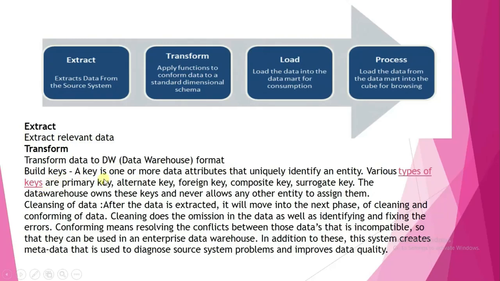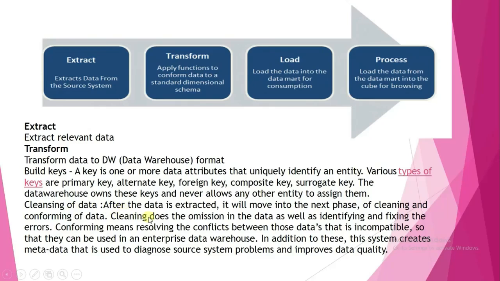Build keys. A key is one or more data attributes that uniquely identify an entity. Various types of keys are primary key, alternate key, foreign key, composite key and surrogate key. The data warehouse owns these keys and never allows any other entity to assign them.